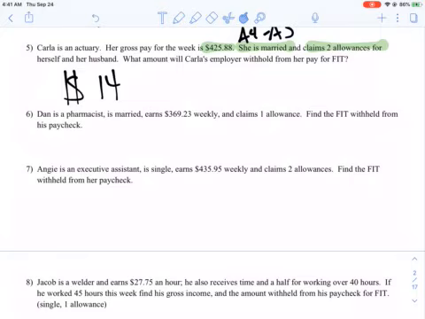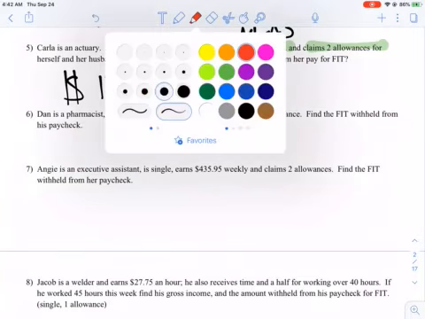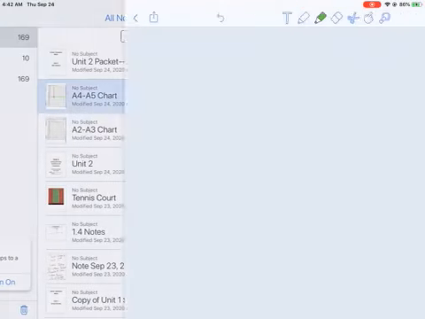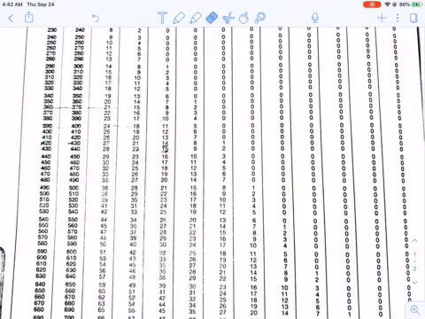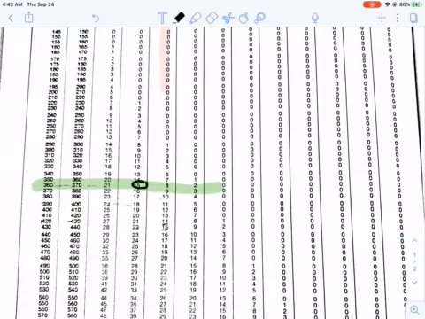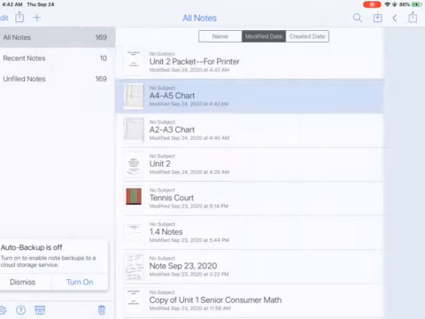Dan is a pharmacist. He's married. Again, married is A4, A5. He earns $369, and he claims 1 allowance. So he's married, $369, 1 allowance. So that's this first column. So he pays $15.